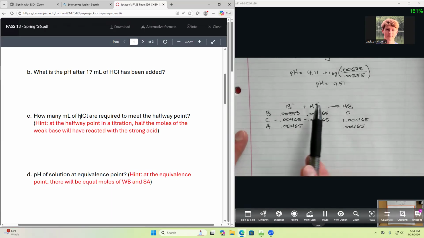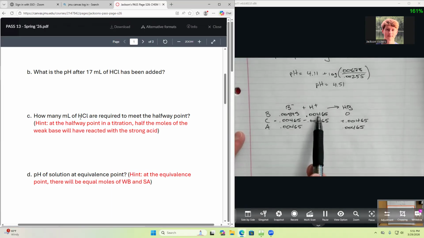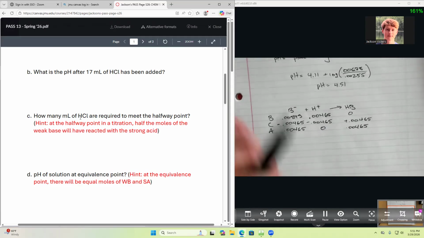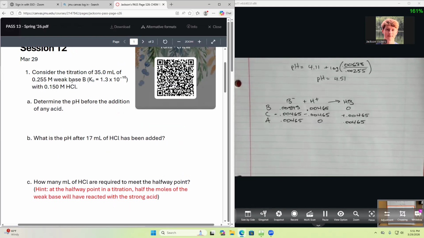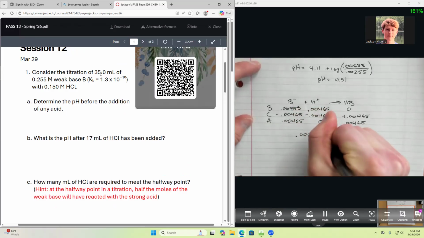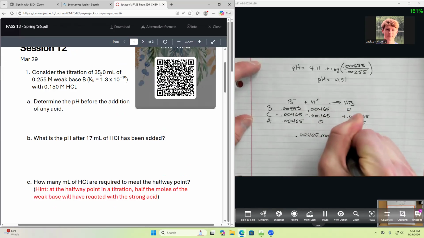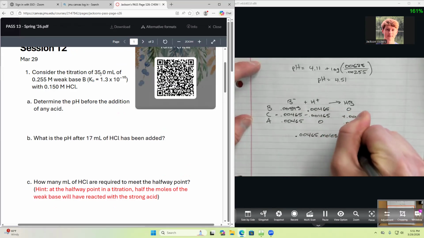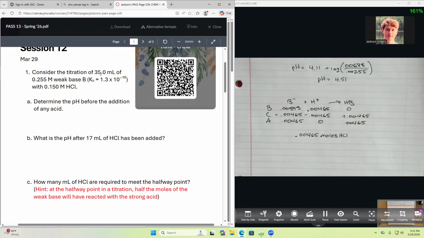What we're doing here is we need to find out how many milliliters of hydrochloric acid we need to add so we have this many moles of it. So we need to think of what we're given in this problem. We're given a molarity and we're given a volume here. So we have this value in moles, 0.00465 moles of our strong acid, or HCl, it's the same thing. And we want to find a volume unit.